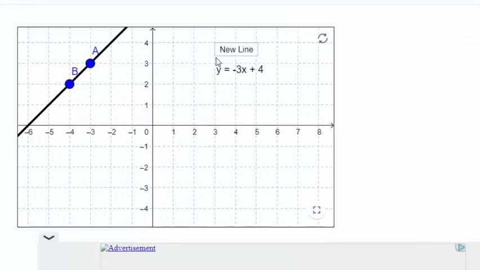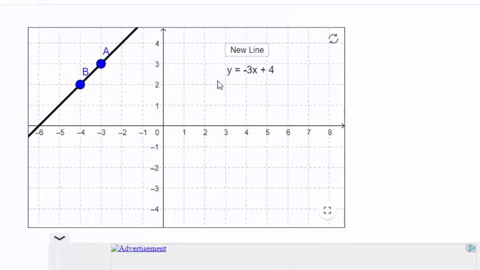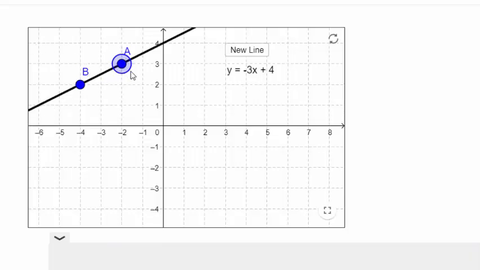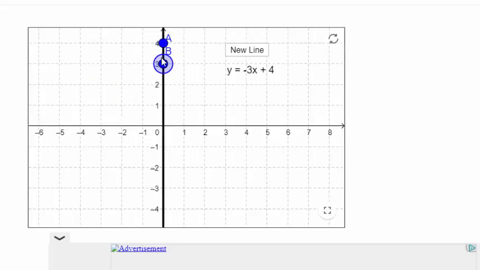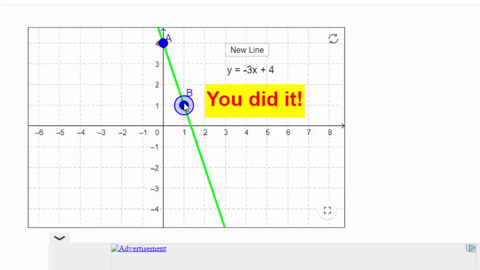In slope-intercept form, a line's equation is given: y equals -3x plus 4. I want to locate the y-intercept, which in this case is at 4. And the slope is -3, and so that means the rise is -3 and the run is 1. And then when I've gotten it correct, luckily it tells me, and I can select new line and try again if I would like.